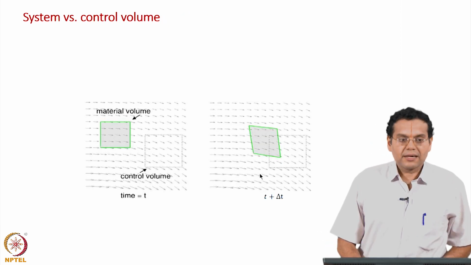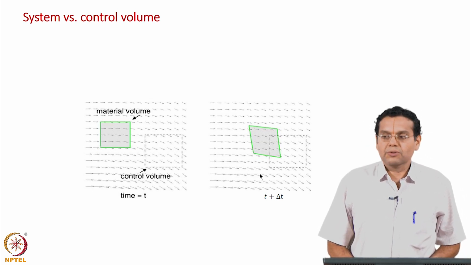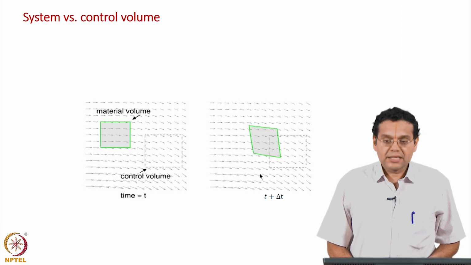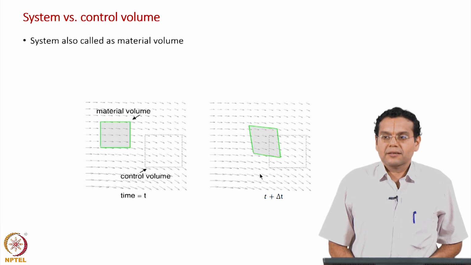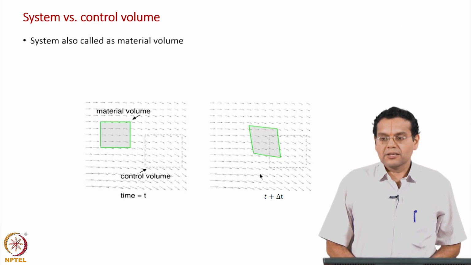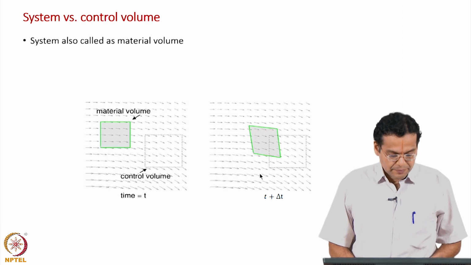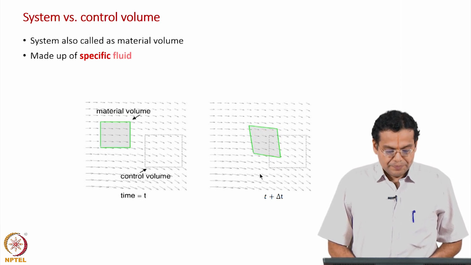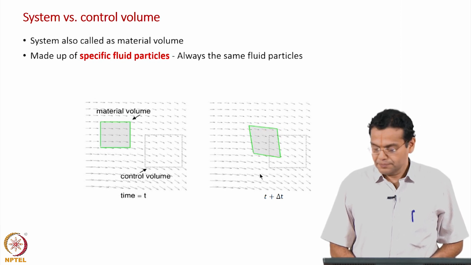Okay, so let us start with defining and explaining what a system is, what a control volume is. This slide is for the system. In terms of nomenclature, system is also called a material volume. You will shortly see why it is called a material volume, but in terms of books, it is called a system or a material volume, both are equivalent. Now, how do you define a system? How do you imagine a system?